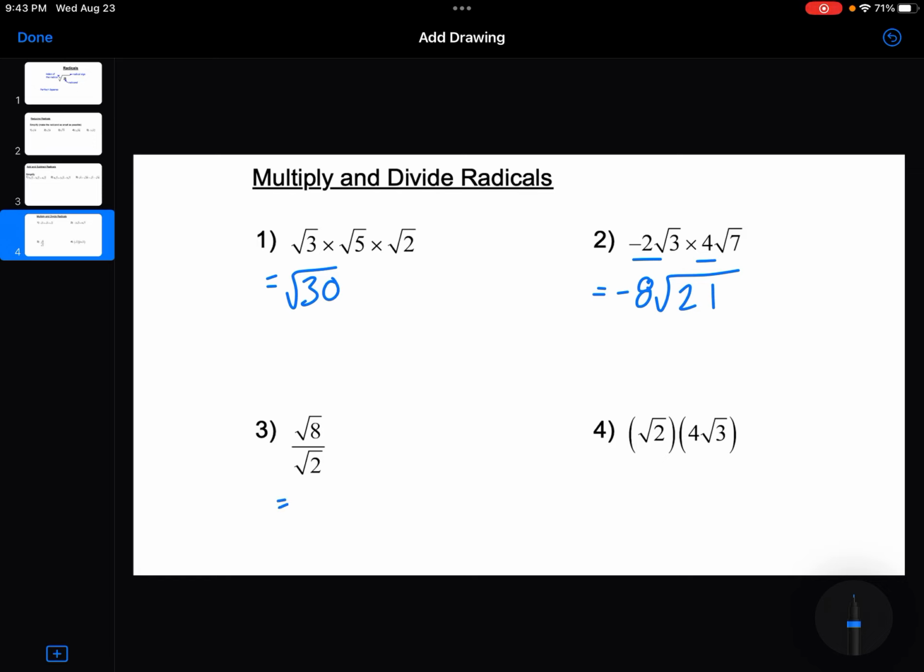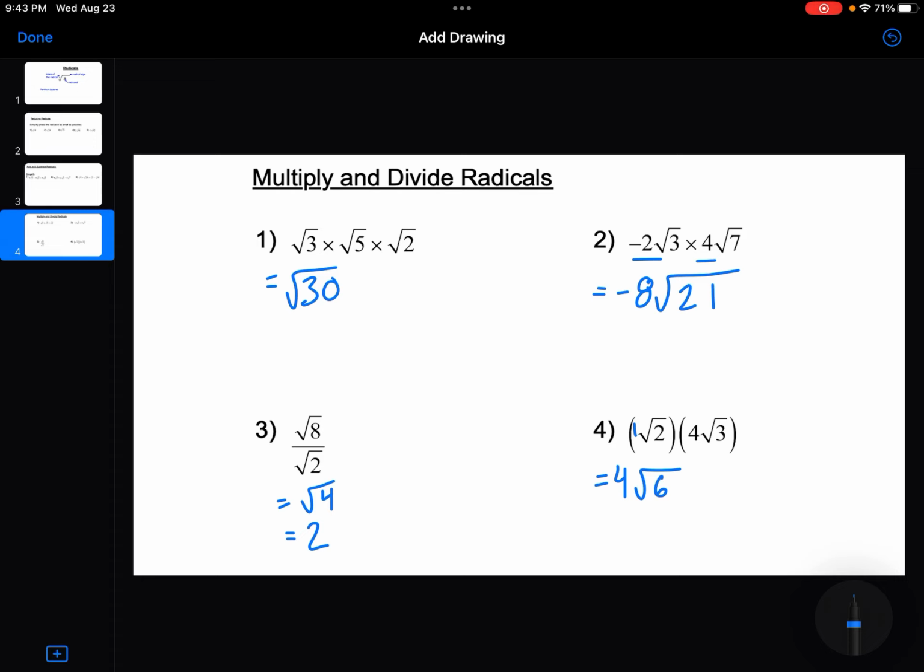All we're doing is dividing what's inside our radical symbols. So 8 divided by 2 would give me root 4. And then root 4 is obviously 2. Finally, the last one here, in front of our root 2 there, we would have a 1. 1 times 4 is going to be 4, and 2 times 3 would give me 6.